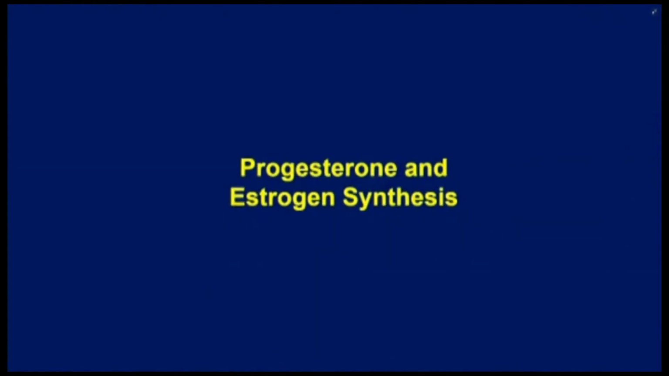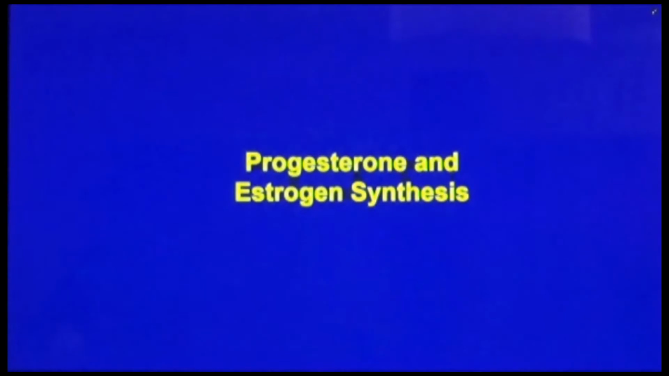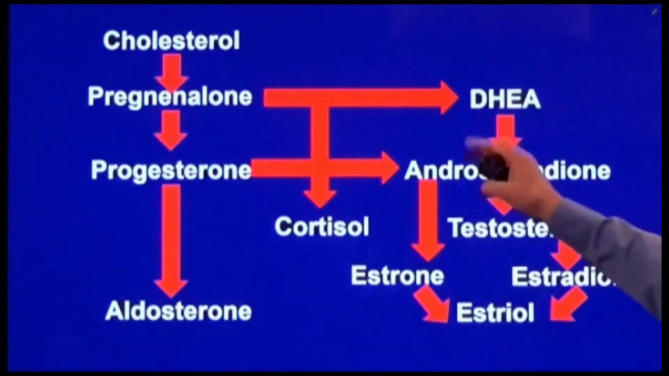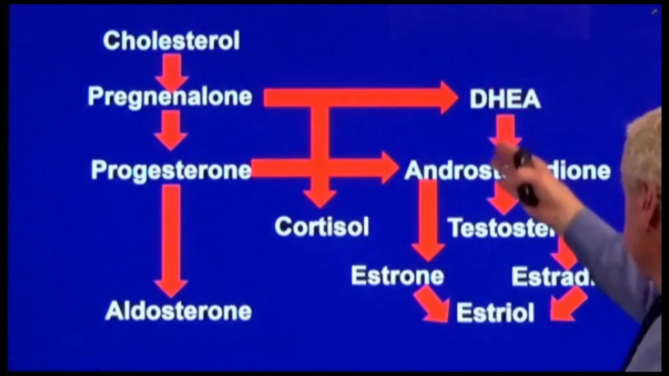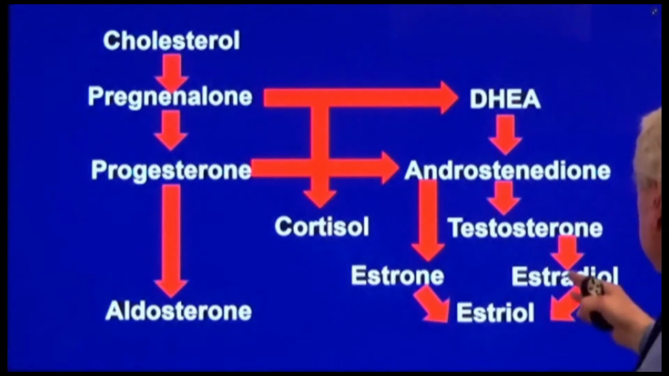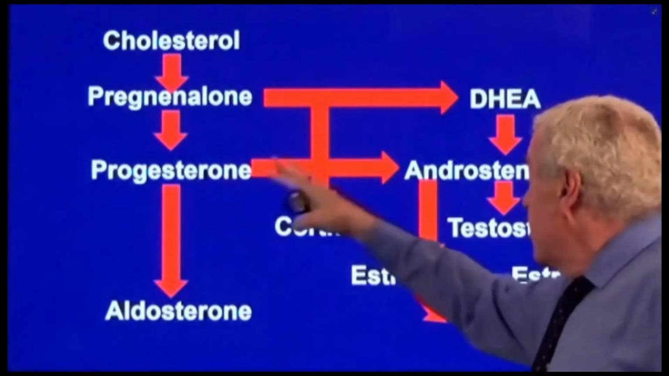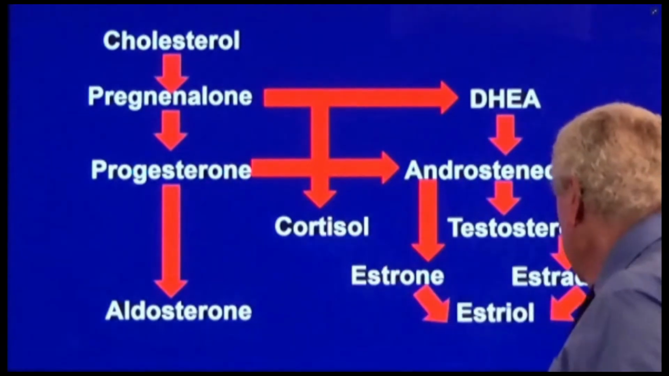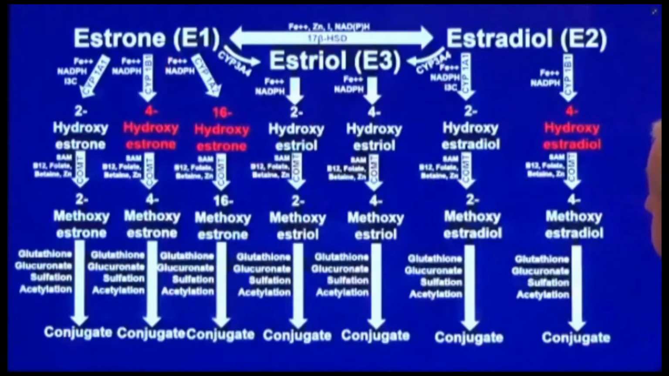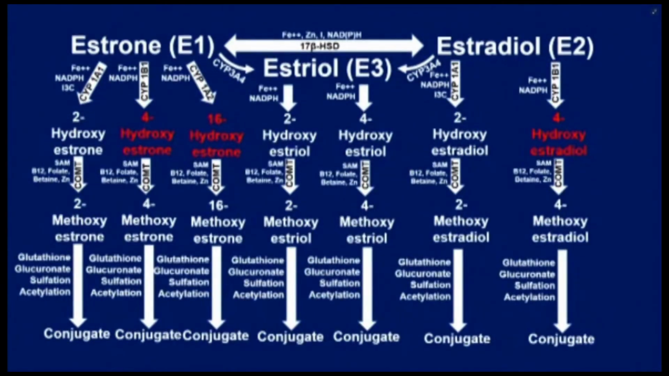So let's look at progesterone and estrogen synthesis, in other words, how we make these two hormones. Again, back to our chart here: cholesterol to pregnenolone, pregnenolone along here to DHEA, and then down to androstenedione, testosterone, estradiol, E2. The alternative route is progesterone across here to androstenedione, down to estrone or E1, and then these two forming estriol or E3 coming together. Now this picture is what happens to the estrone, the estriol and the estradiol after we synthesize it. After it's attached, we have to metabolize it or get rid of it. And this looks very complicated, but in fact it's very straightforward.